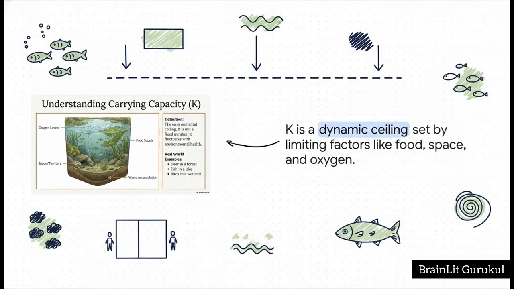So, let's talk more about this carrying capacity, this K. What is it really? Well, it's not some magic number that's set in stone. Think of it more like a dynamic ceiling that the environment sets. In a petri dish like this, it's about the amount of food, the available oxygen, the physical space, even how fast waste builds up. You change any one of these things, and you change K.